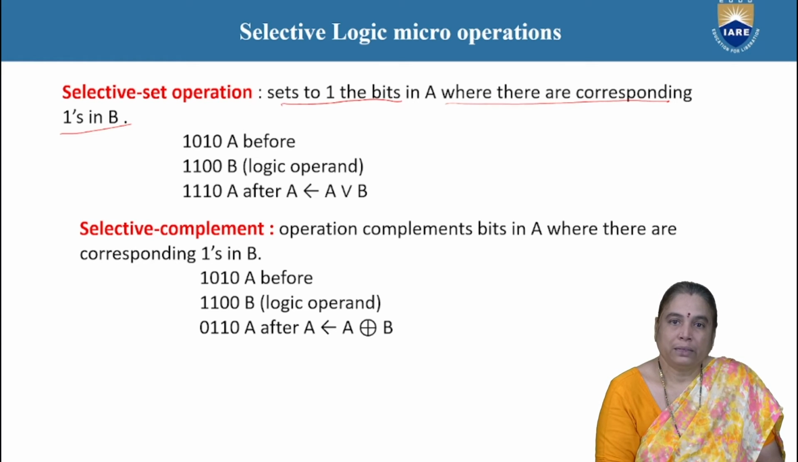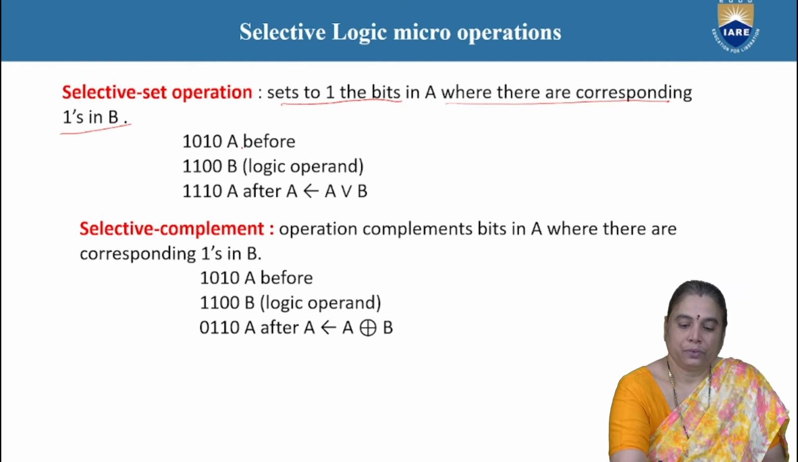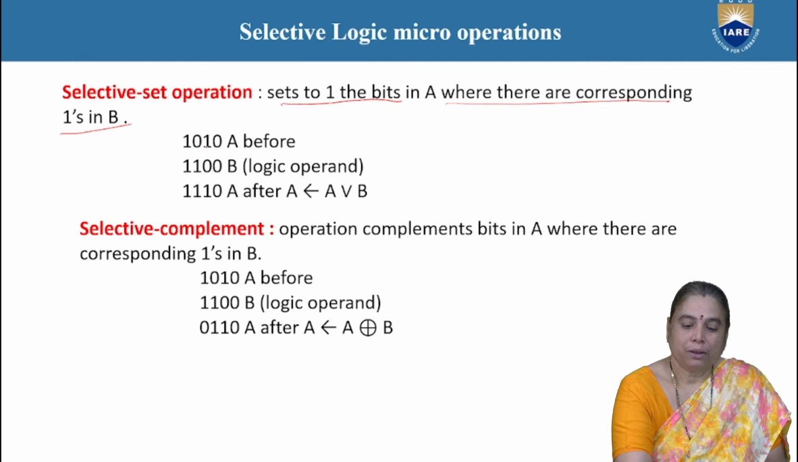Selective means that in the second register there is a 1. Set means the corresponding bit in the other register has to be set as 1. So here consider one example. Here A is the register which contains the value 1010.